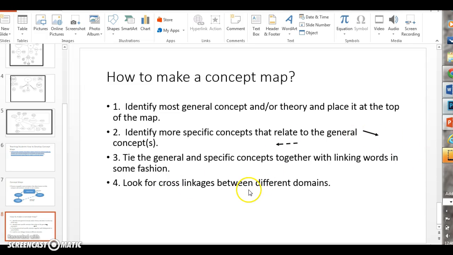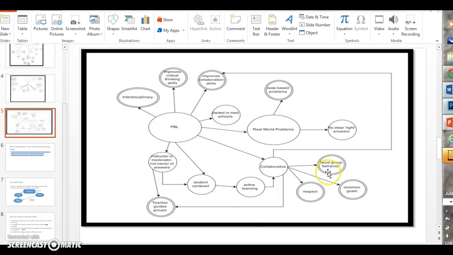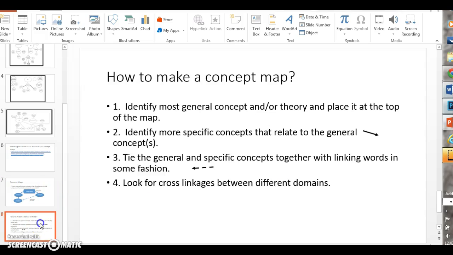You want to tie the general and specific concept together with linking words in the same fashion. That would be using this arrow right here. Then you want to look across for linking between domains. And you could just use these arrows or a plain line for the purposes of linking, just like this example did. So this would be linking. Those are usually done after students develop their initial concept map. So that's what I learned from my user testing.